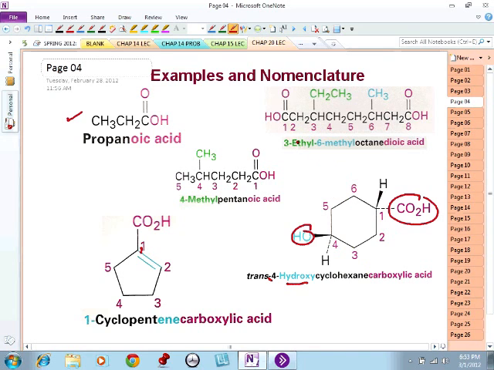And you can see here, also, you have dioic acid, and the longest carbon chain is 8. So you have 3-ethyl, because you have the ethyl group in the 3 position right here, 6-methyl here, and then octanedioic acid. Notice here also that you have to follow alphabetical order. The ethyls come before methyl. All of those things that we told you earlier with regard to nomenclature, you still need to observe all of those rules. Okay.